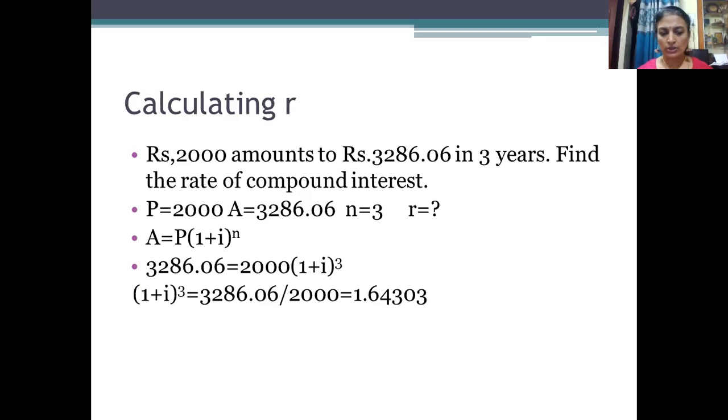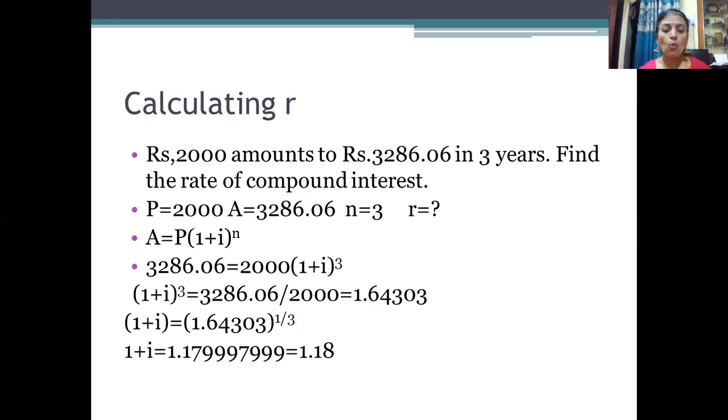1.64303 we have got. And now our interest is to remove this 3. So it should be multiplied by 1 upon 3. On both sides we have to take 1 upon 3. So now it is 1 plus I because 3 is removed. And on the other side, 1.64303 raised to the power of 1 upon 3. Now what is the answer?